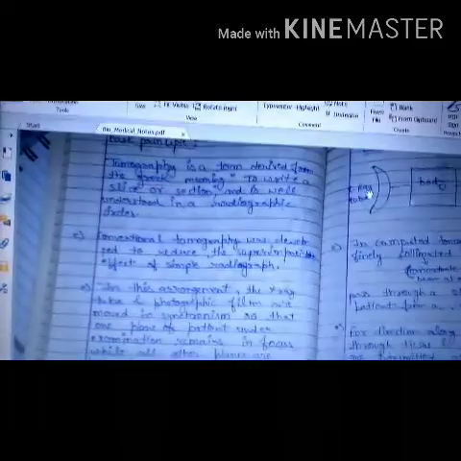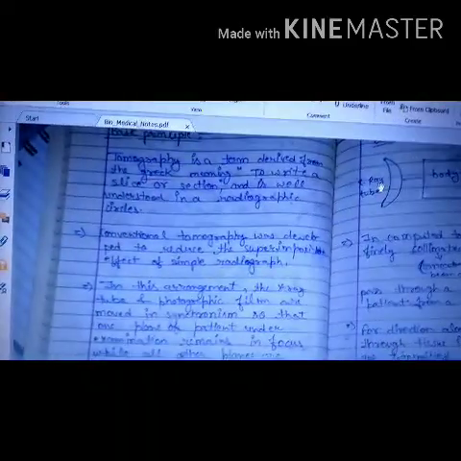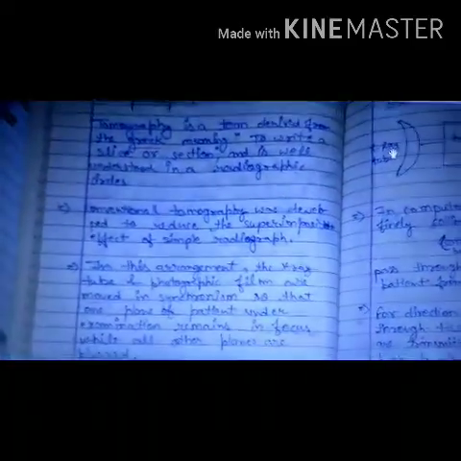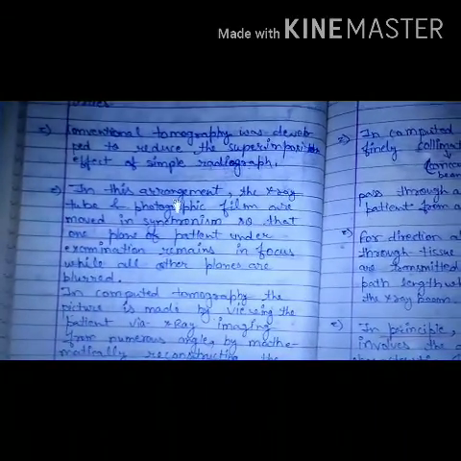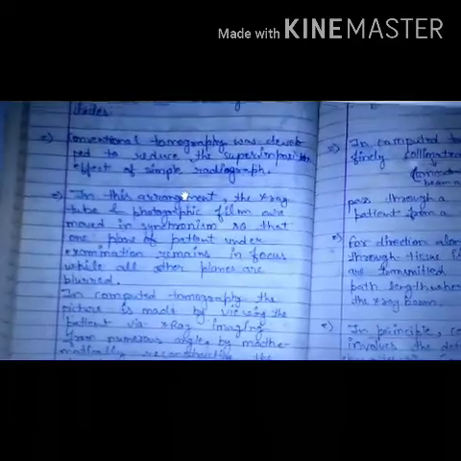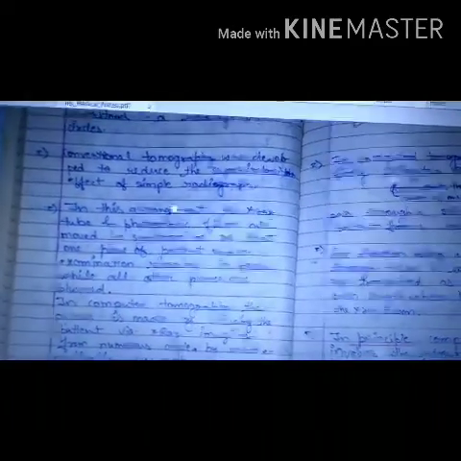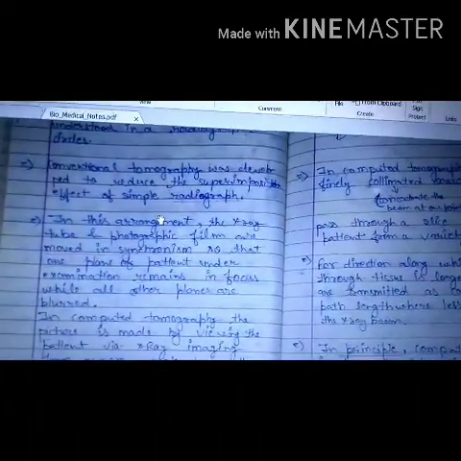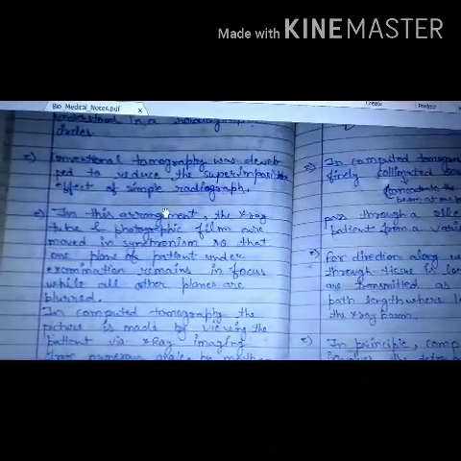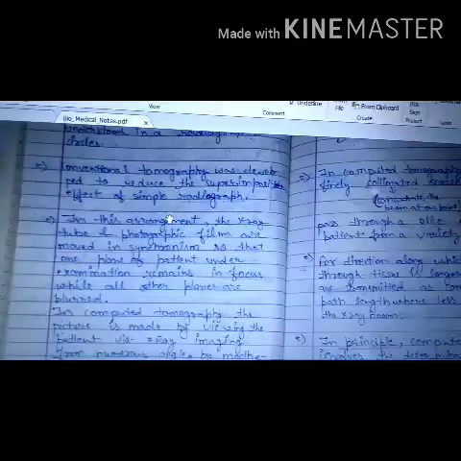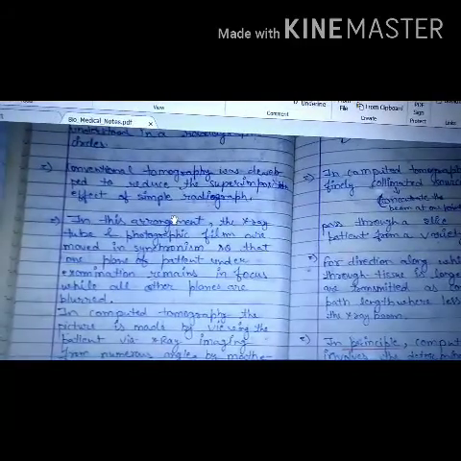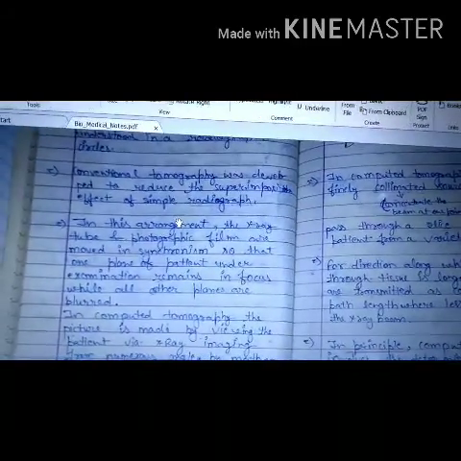programming. In this arrangement, the X-ray tube and photographic films are moved in synchronization so that one plane of the patient under examination remains in focus while all other planes are blurred. Now, human is a 3D body, so we want to focus only on a particular plane, and in one plane, if we look clearly at our body, only one type of organ will be there.